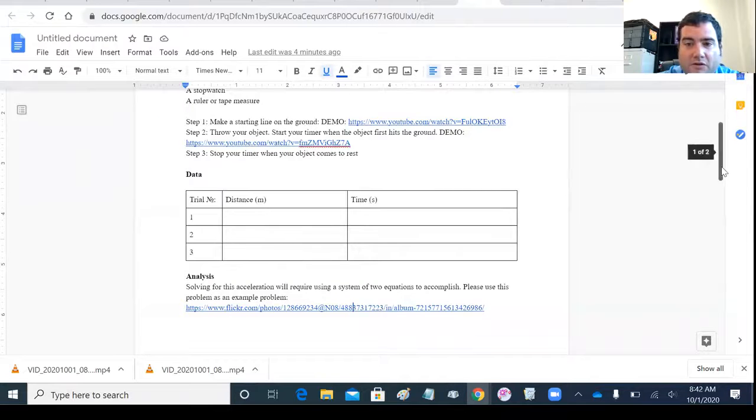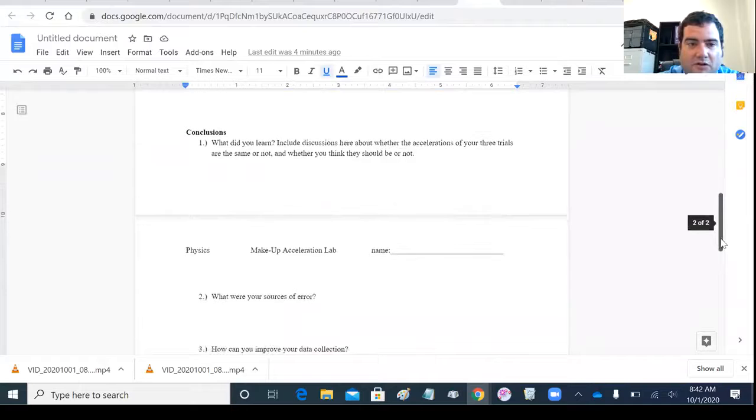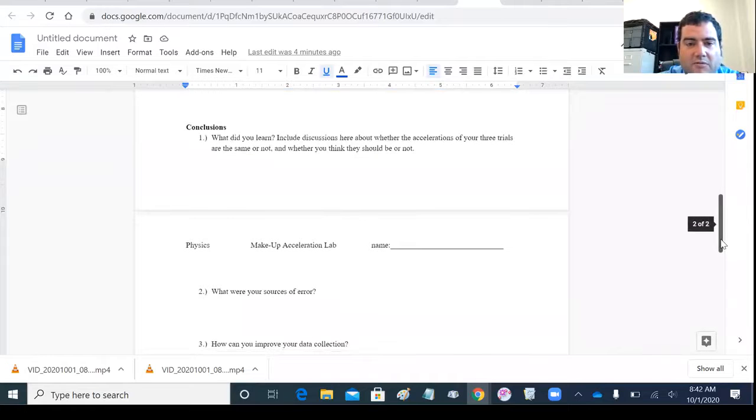As far as the conclusions go for this lab, standard conclusion, the 3 questions: what did you learn? What were your sources of error? How can you improve your data collection? I'd like you to talk here about whether you think you should have gotten the same acceleration for all 3 of your trials. Good luck.